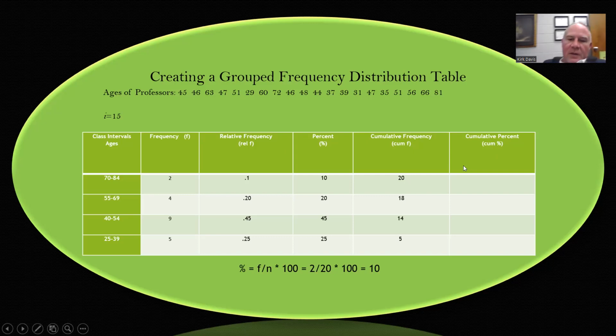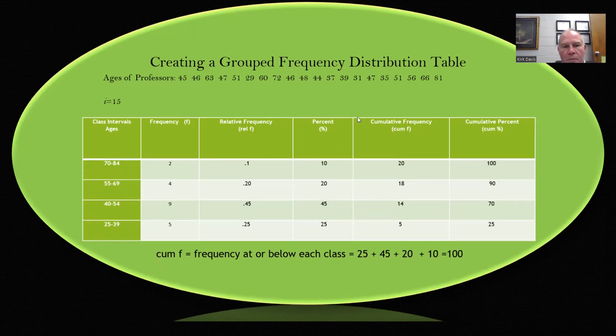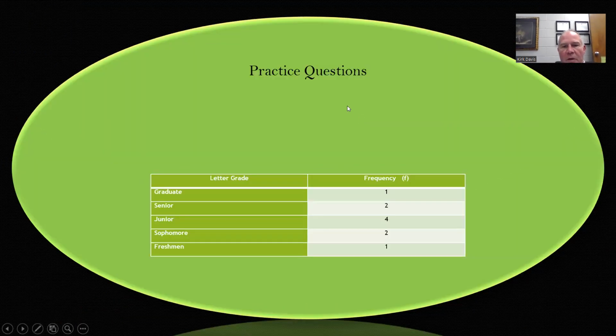Same with cumulative percent. Start with 25. 25 and 45 is 70. 70 and 20 is 90. And 90 and 10 is 100. That's it. That's literally all you have to do to create a grouped or ungrouped frequency distribution. Let's do a few practice questions, see if it's sticking with you and making sense.